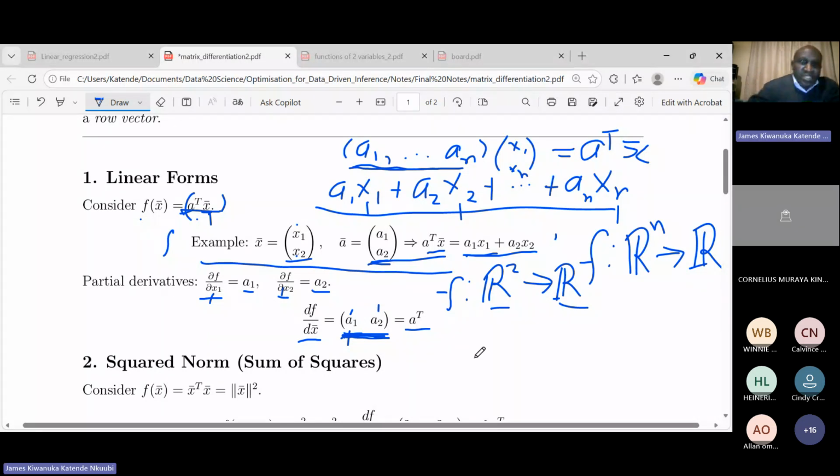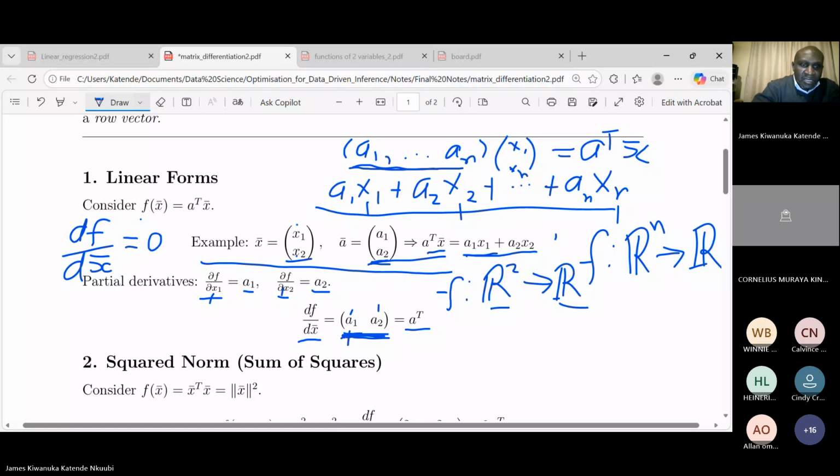So that's what it looks like. So in general, if you have this function here, if you get the derivative with respect to the vector, so remember, if you're getting the derivative with respect to the vector, you just use the ordinary differentiation. This will simply be equal to a transpose. That's what this will be.